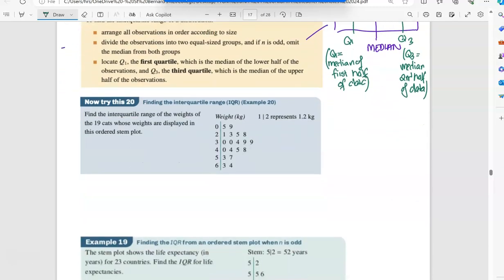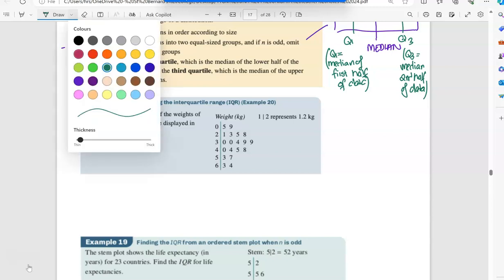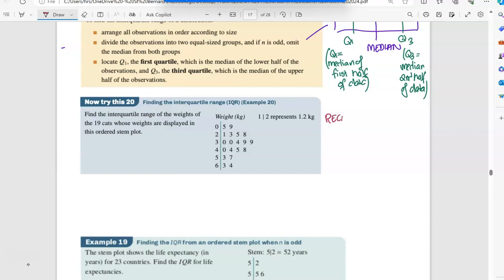It says find the interquartile range of the weights of 19 cats whose weights are displayed in order. Just as a recap, I'm going to find the median to help you. Remember we find the median at n plus 1 divided by 2. In this example, it would be 19 plus 1 divided by 2, which equals the 10th. If you count through the leaves, 1, 2, 3, 4, 5, 6, 7, 8, 9, 10, there's the median.